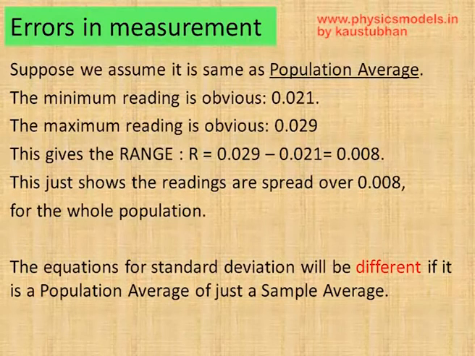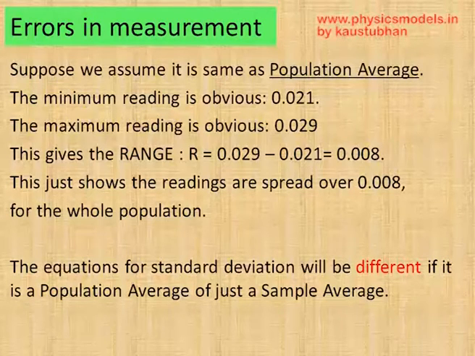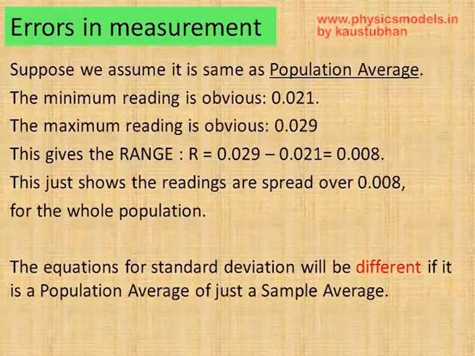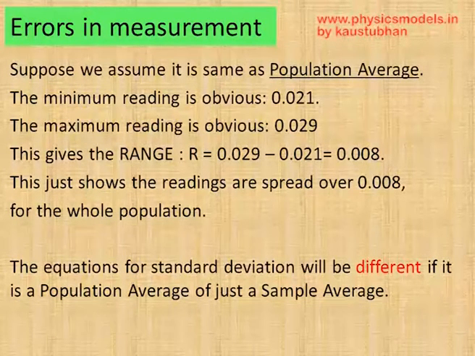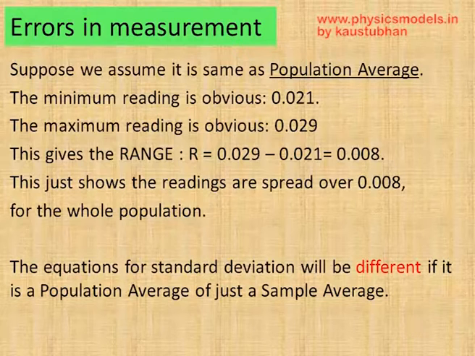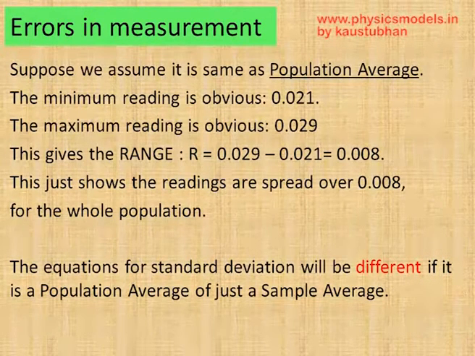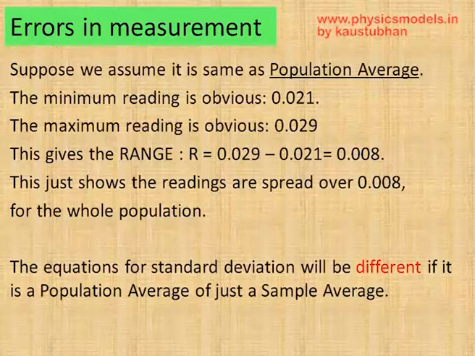Now let's assume that it's the population average that we're talking about here, and the minimum reading given in that list was 0.021, the maximum reading was 0.029. The difference between these two does give an idea about the spread of the readings, which is 0.008. It's called the range. But is that the best measure of variation? The answer is no. Standard deviation is a much more robust measure of the variation because many values in between could be close to the average or far away from the average. Therefore, we need standard deviation.